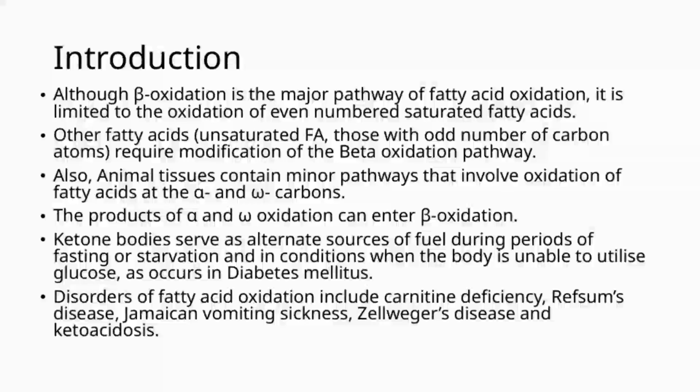In addition, animal tissues have minor pathways that involve oxidation at the alpha and omega carbons. These pathways are not the primary routes, but play important roles in metabolizing specific fatty acids. The products generated from alpha and omega oxidation can then feed into the main beta-oxidation pathway, ensuring maximum energy extraction.